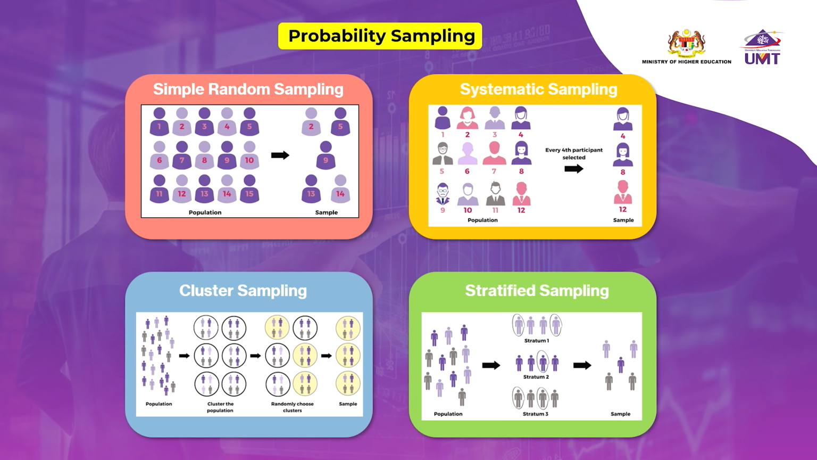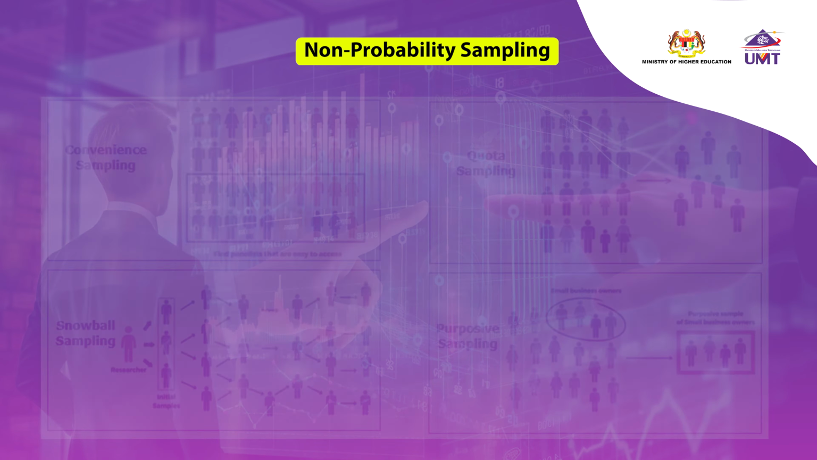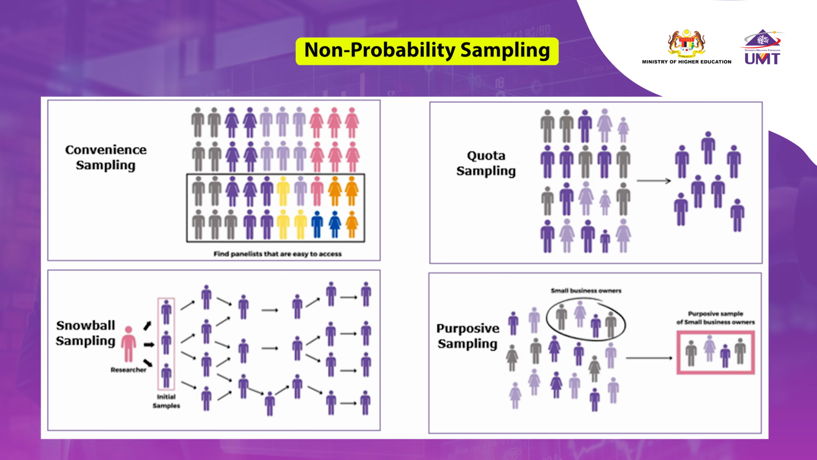Now we move on to non-probability sampling. Convenience sampling involves selecting participants based on their availability and ease of access. Quota sampling ensures that specific subgroups within a population are represented in the sample. Snowball sampling relies on existing participants to recruit others, making it useful for hard-to-reach populations. Purposive sampling involves selecting individuals based on specific research criteria or objectives.